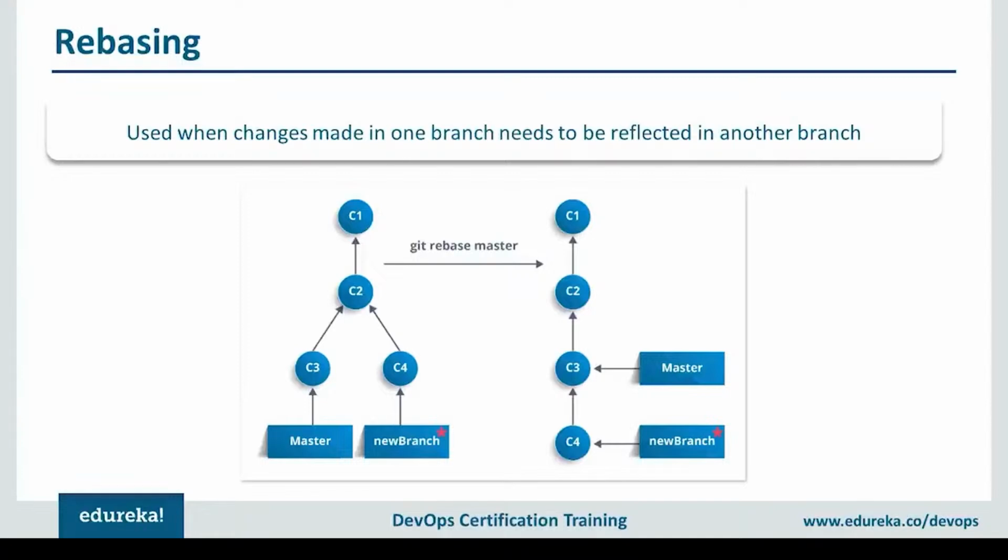Now you can ask me, why should we do that? What is the major benefit of using rebase? Basically, rebase offers you a much cleaner project history. Also, rebase is used when changes made in one branch need to be reflected in another branch. So any change that you make in any particular branch, and that change needs to be reflected in another branch, then you need rebase.